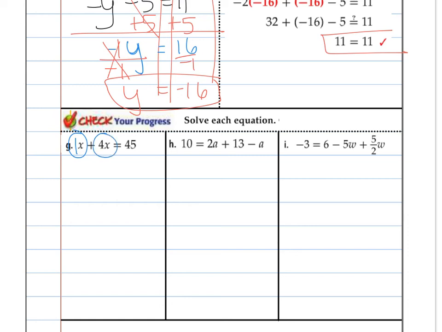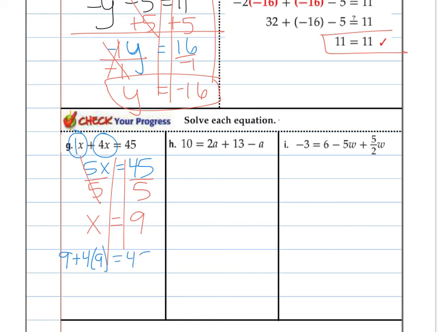1 plus 4, 5x equals 45. Undo multiplication with division. X equals 9. Plug it back in to check. So 9 plus 4 times 9 equals 45. 9 plus 36 is 45. 45 is 45. My solution works.